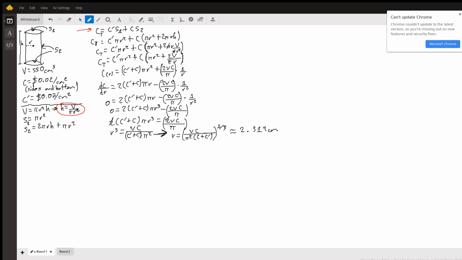And notice how I wrote CT everywhere, all the way until I was here. That's because in all these equations that I wrote, I have two independent variables: R, which is the radius, and H, which is the height.